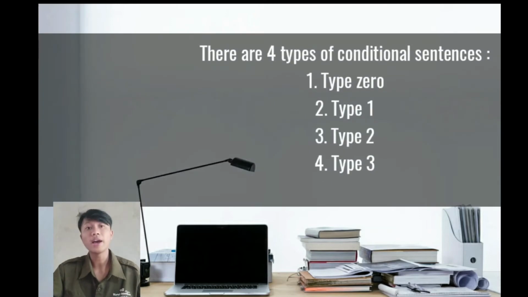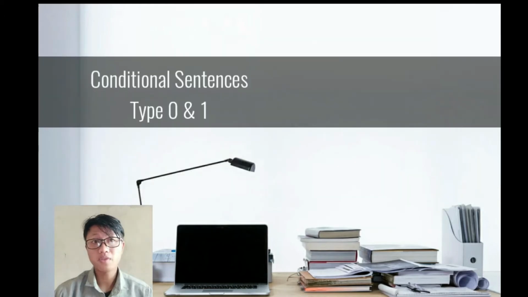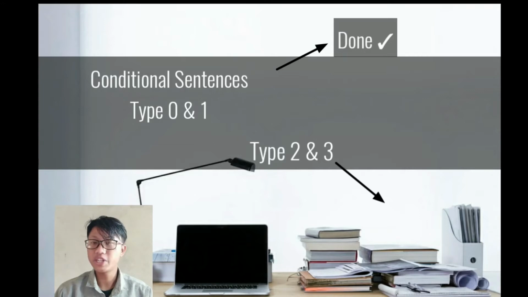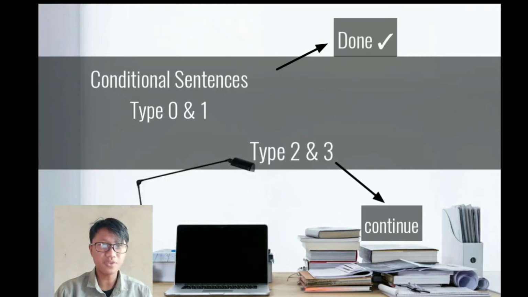Conditional sentences have four types. There are conditional sentence type 0, type 1, type 2, and the last is conditional sentence type 3. Previously, my friend had explained two of the four types of conditional sentence, namely type 0 and type 1. Next, I will explain the remaining two types, namely conditional sentence type 2 and type 3. Okay, let's go to the type 2 first.